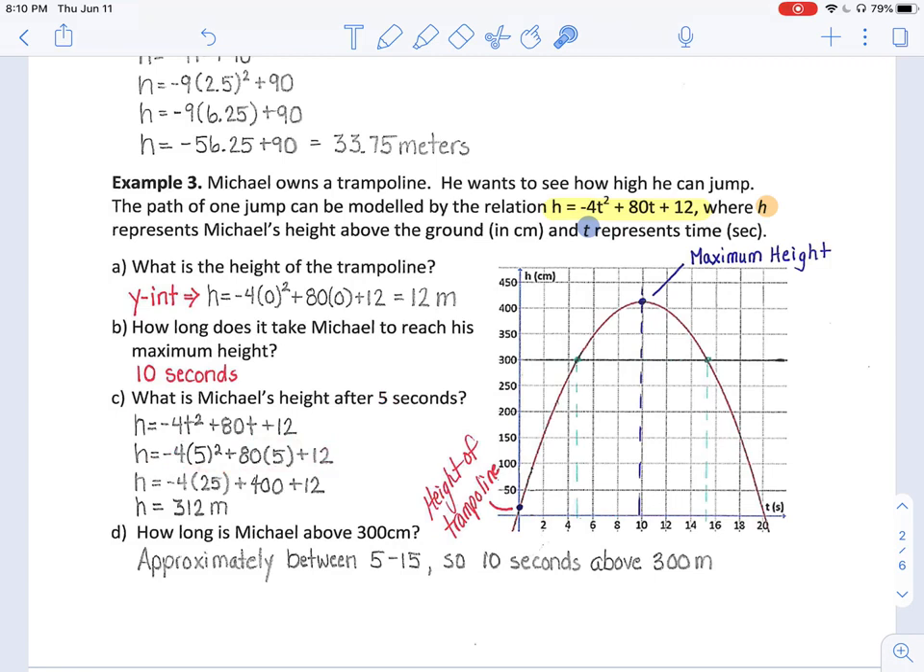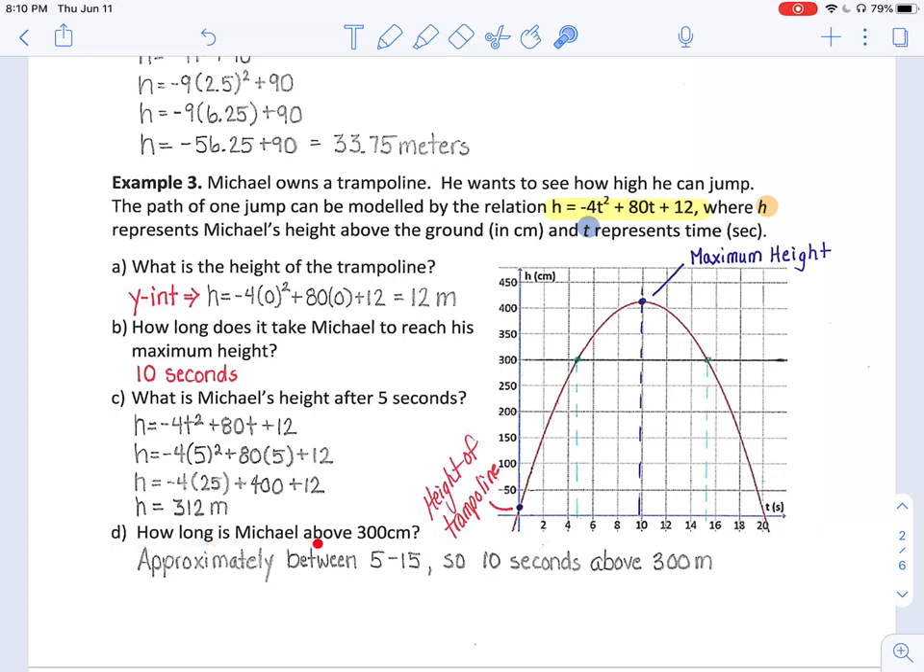So when we plug in the value of 5 for our t variable, we go ahead and solve, and we determine that the height after 5 seconds is 312 meters. And that basically makes sense, right? If we look here, we see 5, we kind of go up, yeah, it's just over 300. And based on this scale, 312 makes sense.